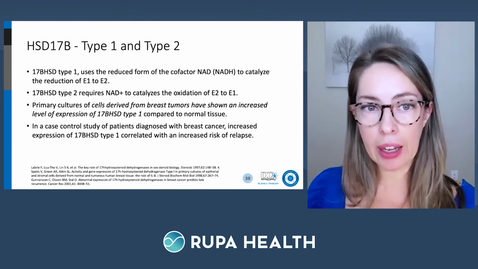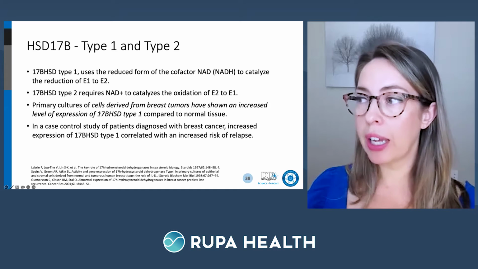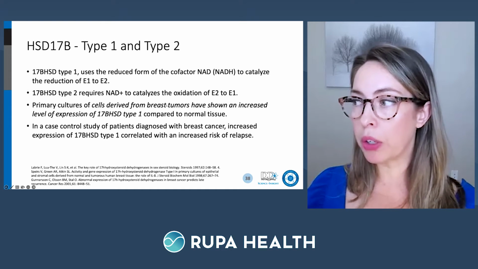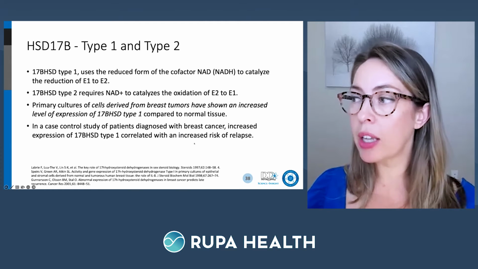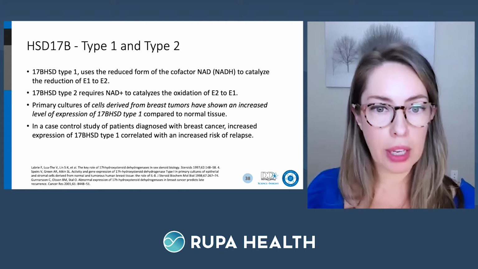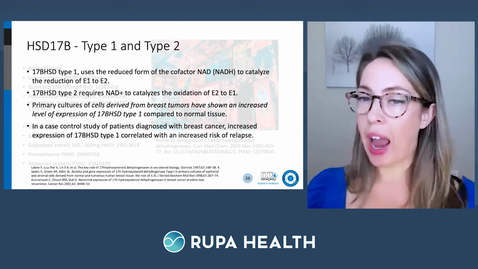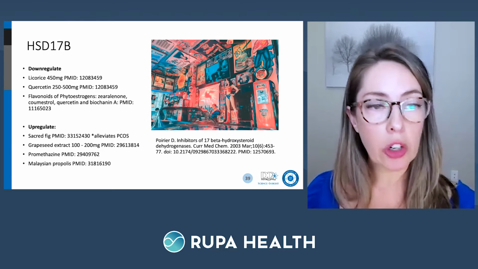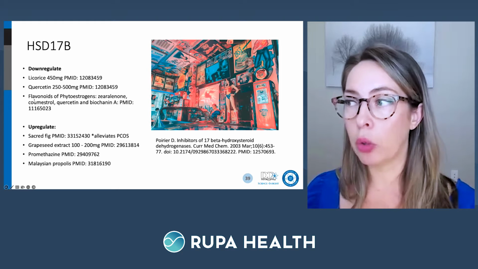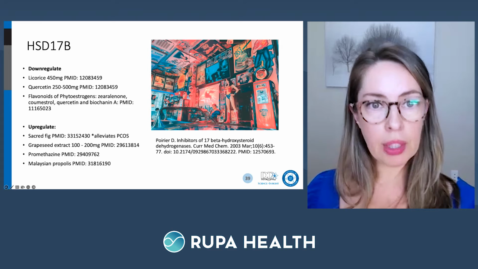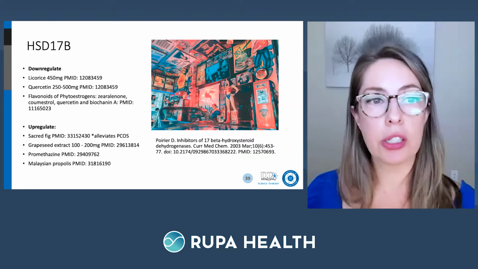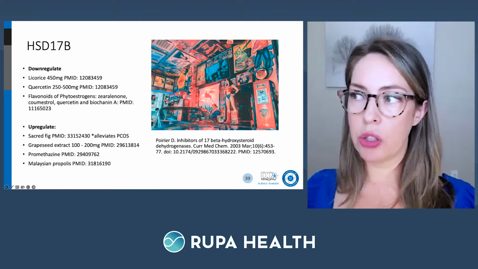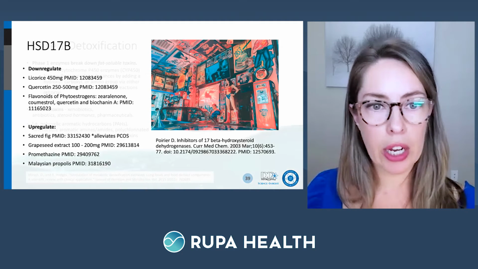HSD has been implicated in breast cancer, specifically HSD 17 beta 1. A high amount of that in breast tumors has been correlated with an increased relapse in breast cancer. Okay, so if I did want to modulate that, downregulation of that enzyme might include licorice or quercetin or any of these flavonoids or phytoestrogens. In my patient's case, just pretend I wanted to downregulate that, I might choose quercetin or these flavonoids. She has a history of hypertension, so I'm probably not going to jump for that licorice.